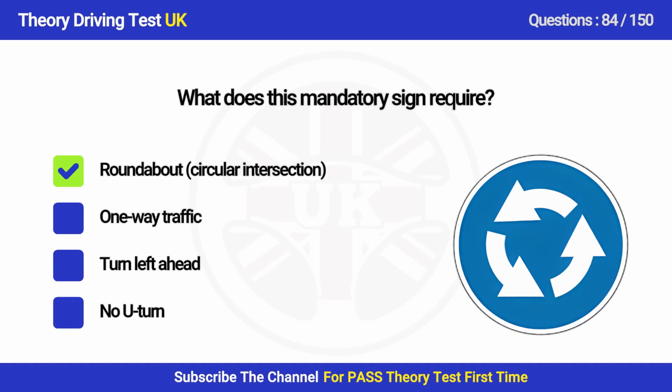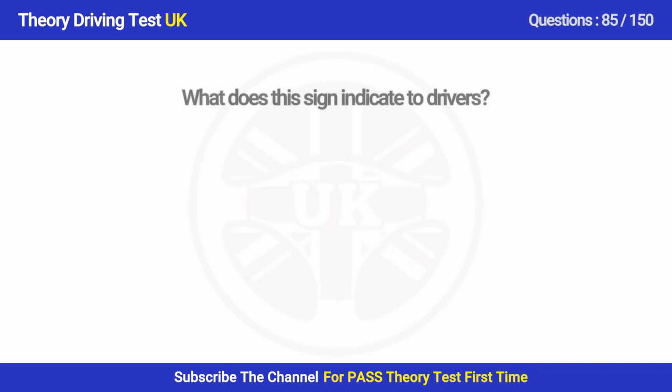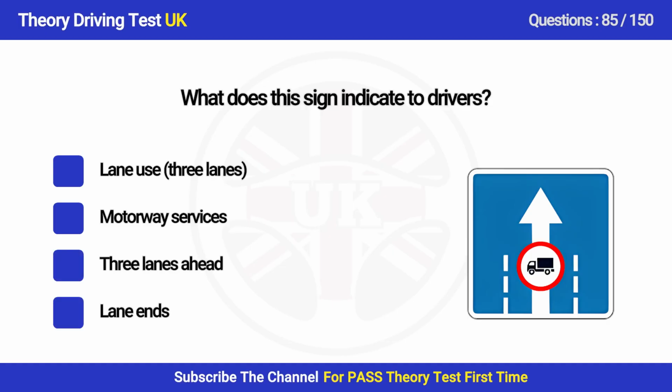Answer is A. Roundabout circular intersection. This blue circular sign with 3 arrows forming a circle indicates a roundabout ahead. You must give way to traffic already on the roundabout coming from your right, unless otherwise directed by road markings or signals.